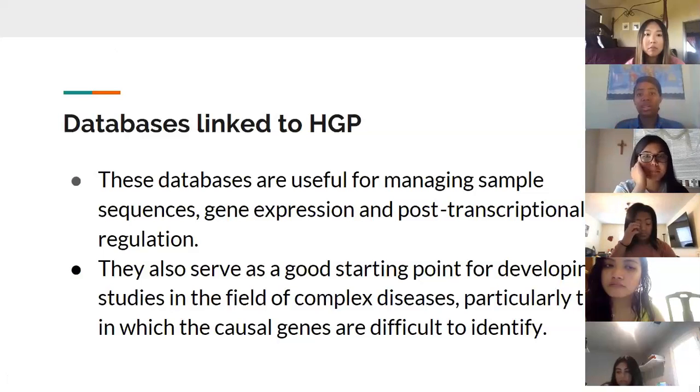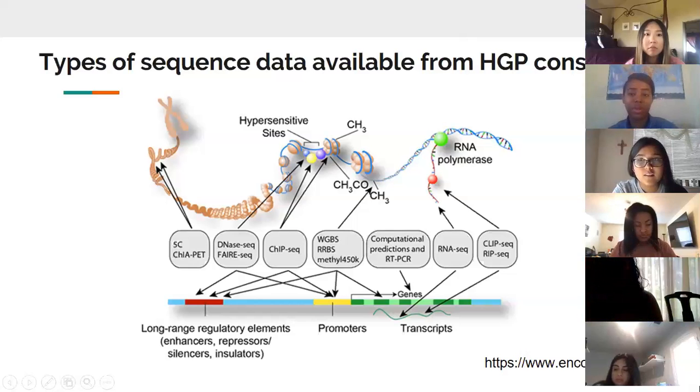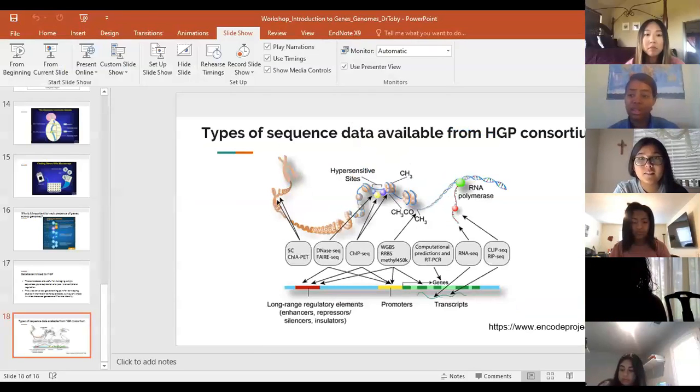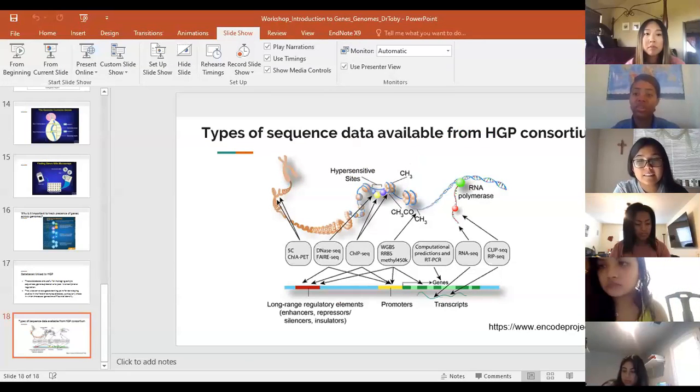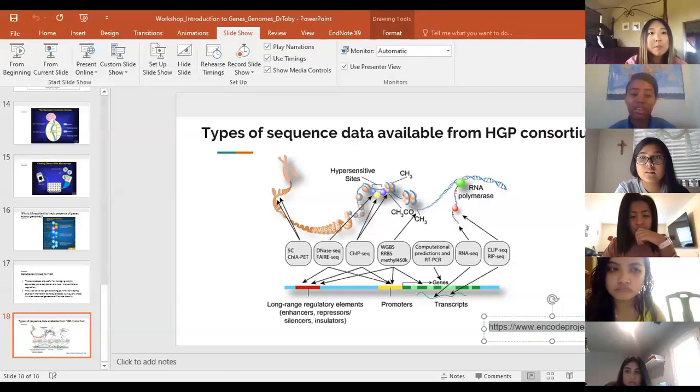Databases are all linked to HGP, as we've said earlier, and the types of sequence data available are all here. I'm going to pause here because this is a good pausing point. I'd like each of you to go into this ENCODE project and let's spend a few minutes exploring it.